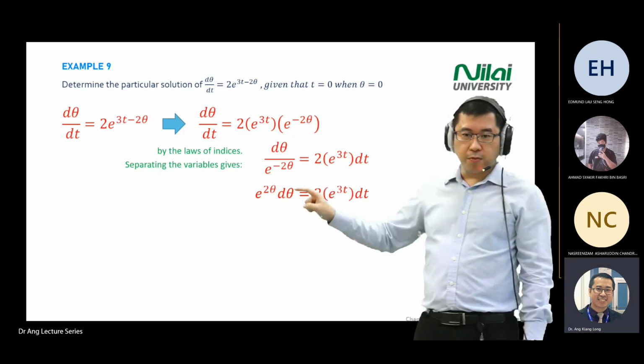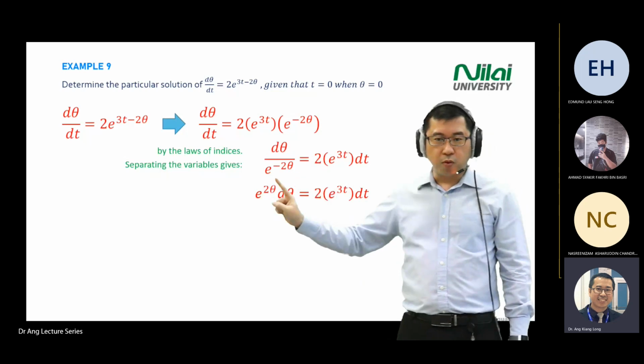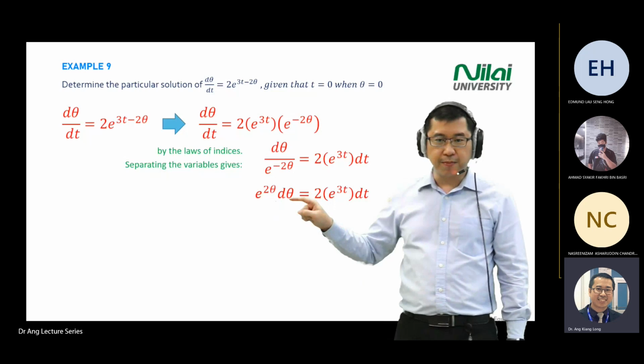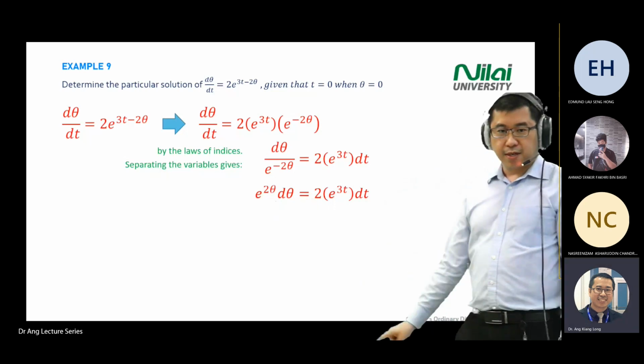Make this your homework. Go and understand why suddenly there's a negative sign. When you rewrite this one, it can become this one. Okay, this one is your homework.